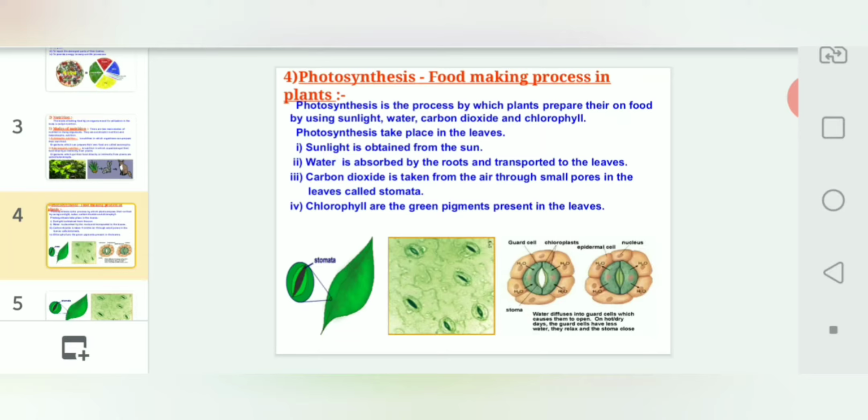Sunlight is obtained from the sun. Water is absorbed by the roots and transported to the leaves. Carbon dioxide is taken from the air through small pores in the leaves called stomata. Chlorophyll are the green pigments present in the leaves. So here you can see the diagram of stomata. They are the small pores present in the leaves, and this small opening helps in the process of photosynthesis.